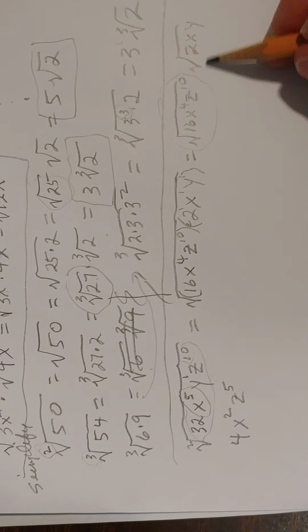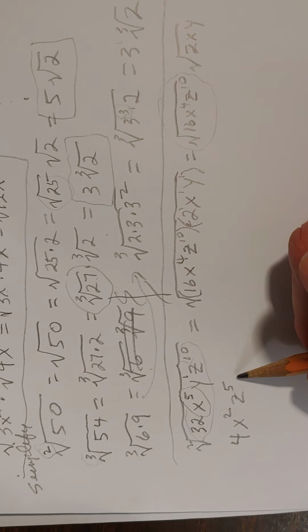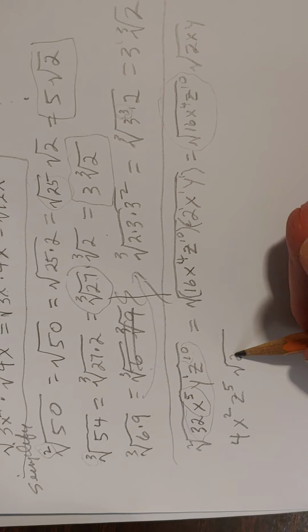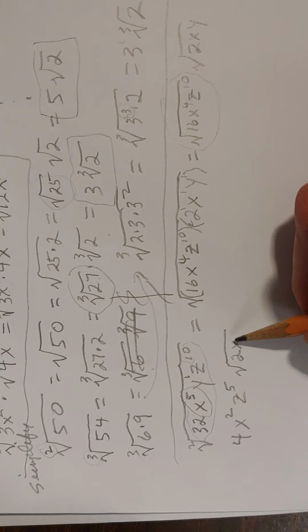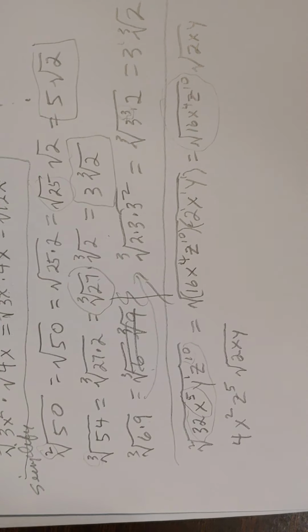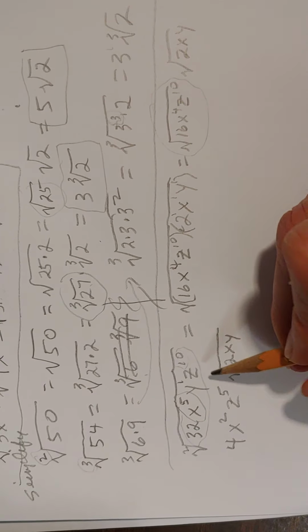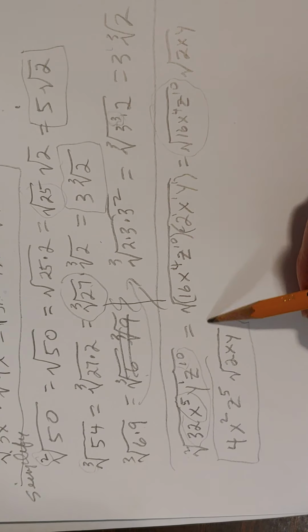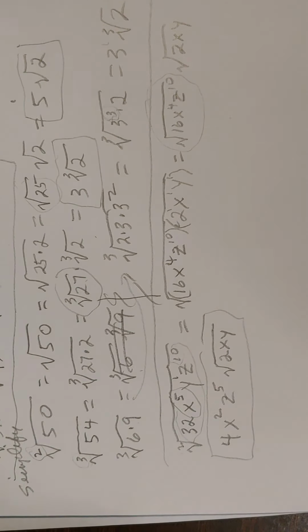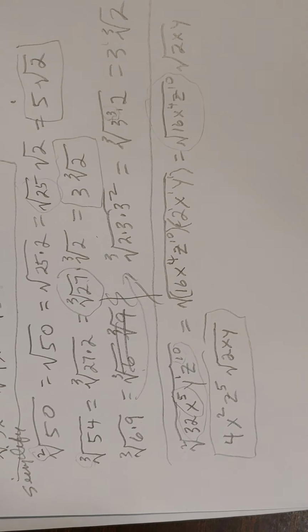Then this other factor with the radical stays the way it is. You can't simplify it because 2 has no perfect square that divides it. It's prime. The same is true with x and y. There are no perfect squares that divide those. So it stays underneath the radical symbol, and there is that one written in simplest form.